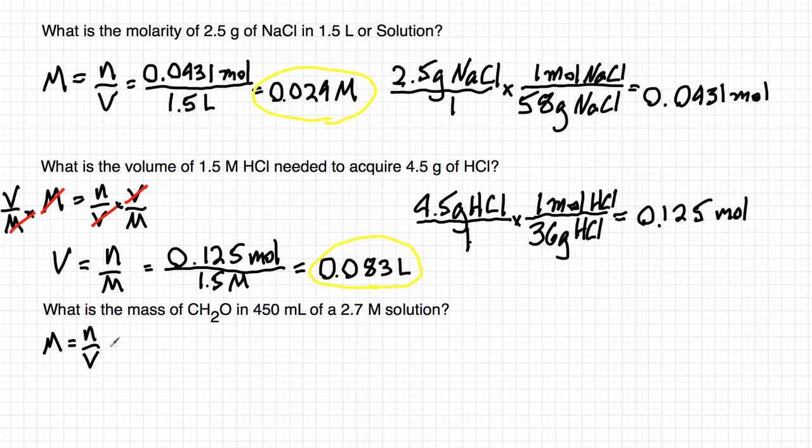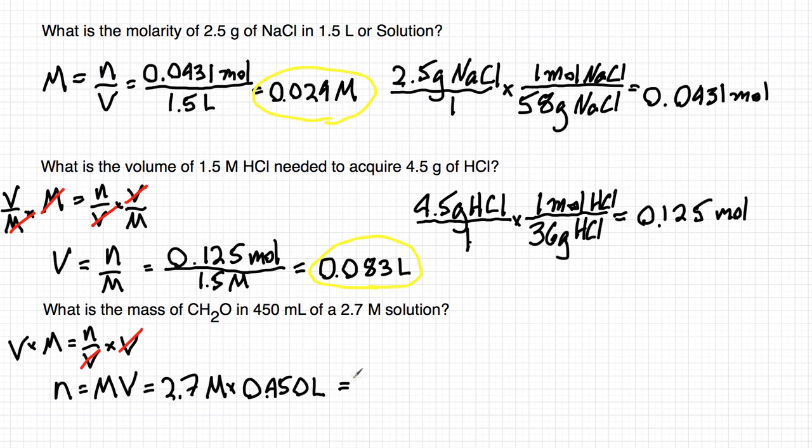Only this time we're being asked to figure out the mass, and my only handle on that is the number of moles. So I'm going to multiply volume on both sides of the equation, and that goes ahead and cancels. And what I get is the number of moles is equal to the molarity times the volume. And the molarity is 2.7 molar, and that's going to be times 0.450 liters. It's got to be in liters in order for this to work.